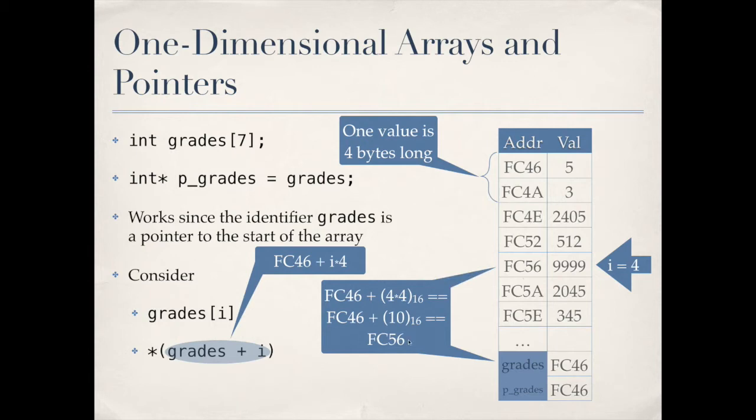Good, so this means we have FC56 as a result of this expression here. And now we're taking the star, which means we take the value as an address and look into the memory at this address and figure out what value it is. And ta-da, we end up back again at our 9999, which is the same result here as we would get here.